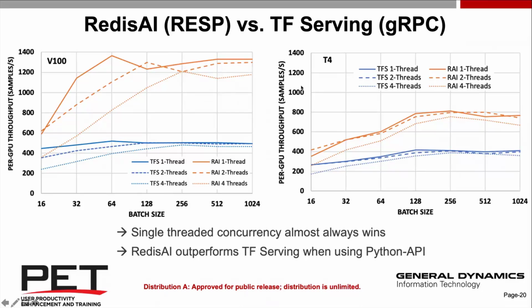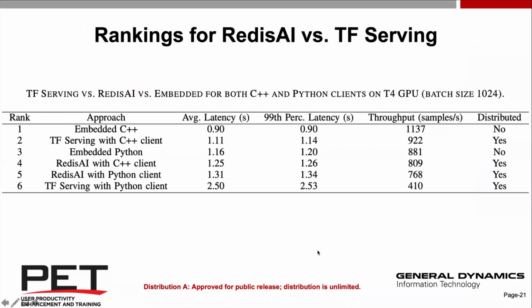And so we have the throughput in samples per second on the y-axis and batch size on the x-axis. So in this case, the conclusion was single-threaded concurrency almost always wins, which is what we concluded from other experiments we ran, and that RedisAI outperforms TF Serving. And this was really only true when we used the Python API. So we actually ran these tests again using C++ clients as well.